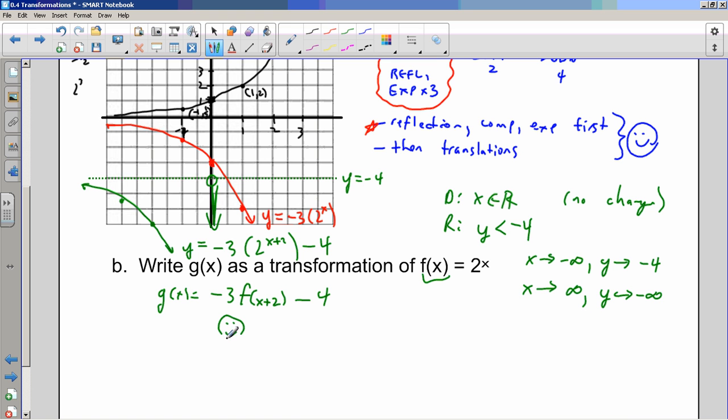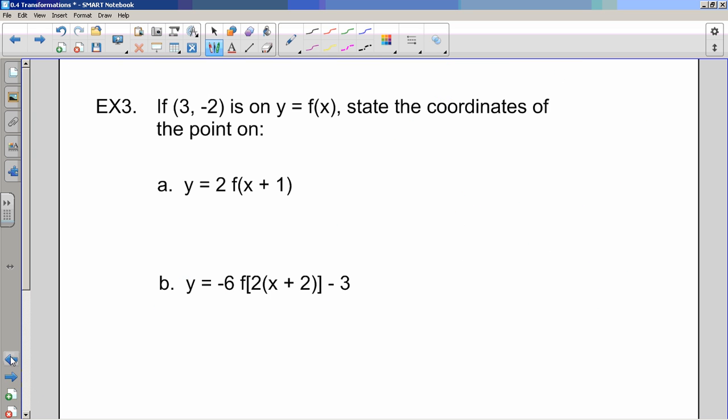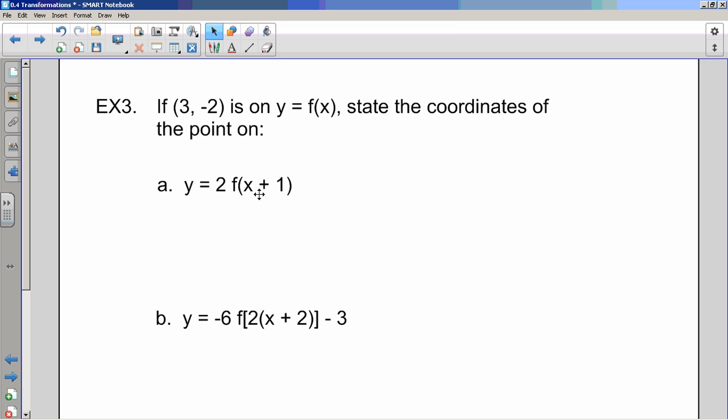Easy peasy. All right, we got one more example, and this has got more to do with the textbook's method of doing transformations, and we'll mention that. But I'm going to think about it in terms of a graph.